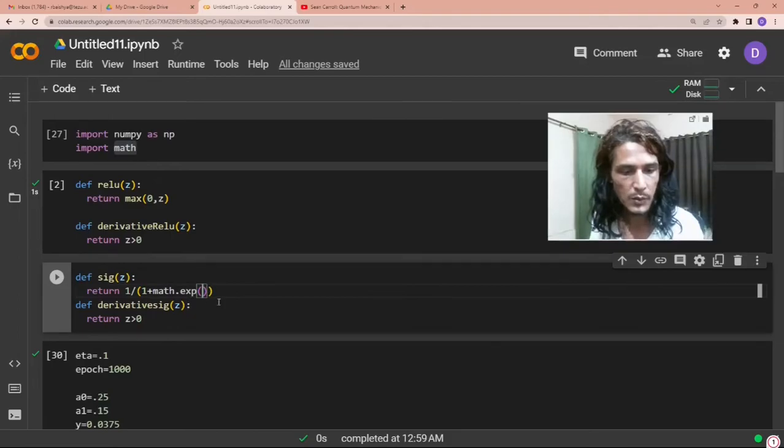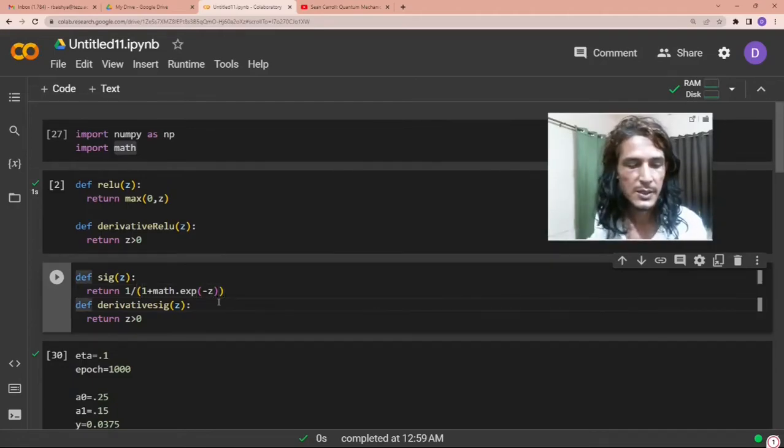Okay, done. And what we want to pass here is e to the power minus x. So e to the power minus of g. That's all. That's our sigmoid function.